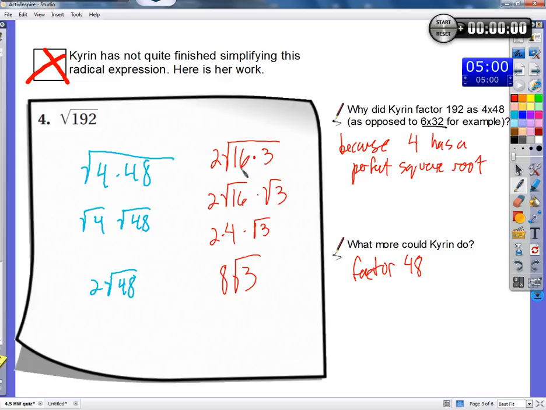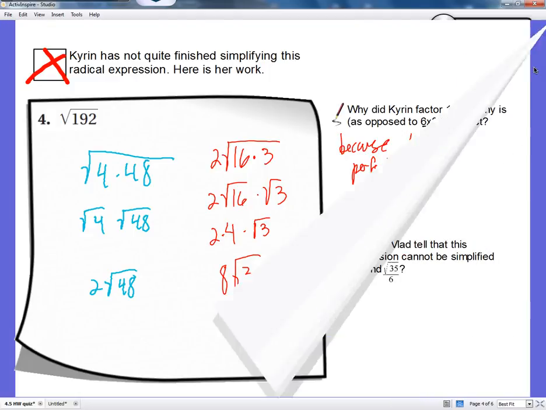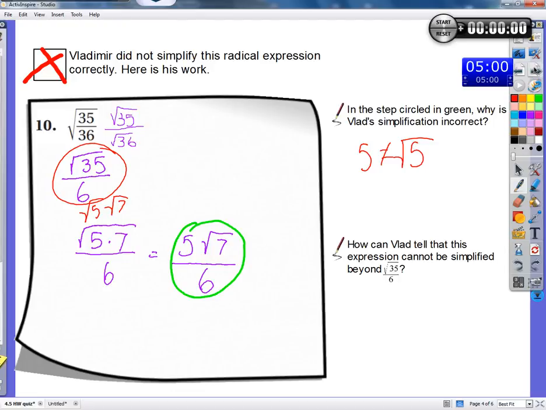And then we did it again. We factored 48 so that it was 16 times 3, and the square root of 16 is 4, and 2 times 4 is 8. So now we have this whole number outside the square root, and a small number inside the square root. So what's stopping us from doing that to this?